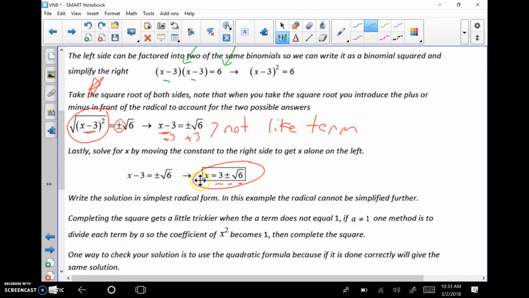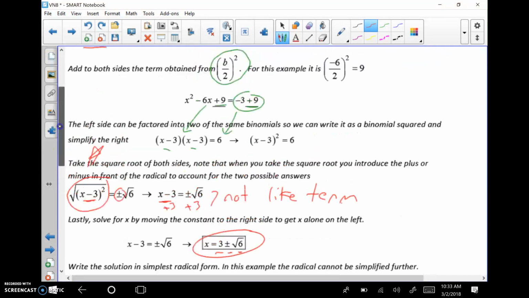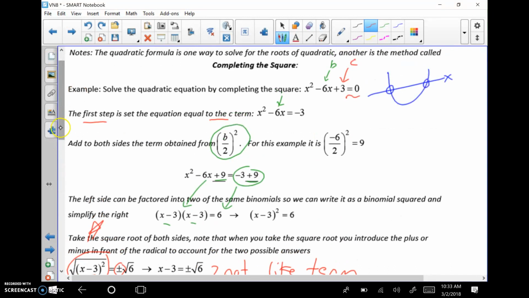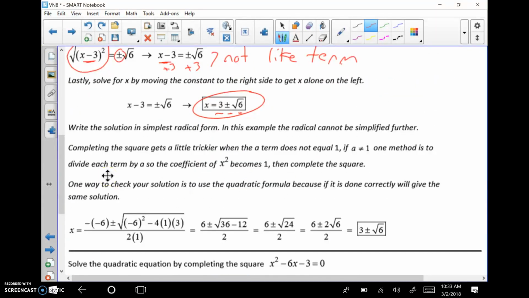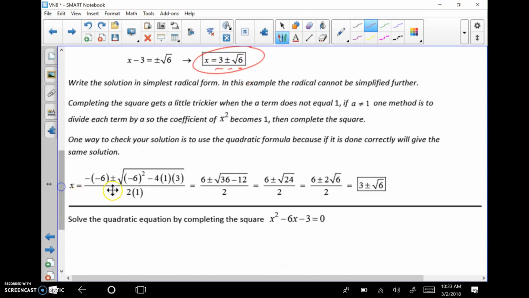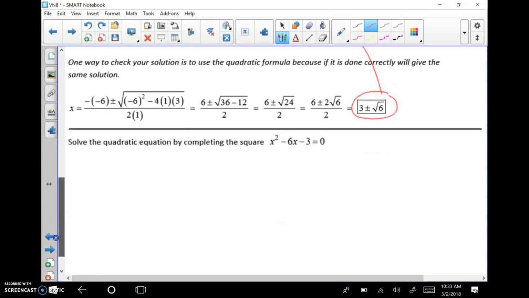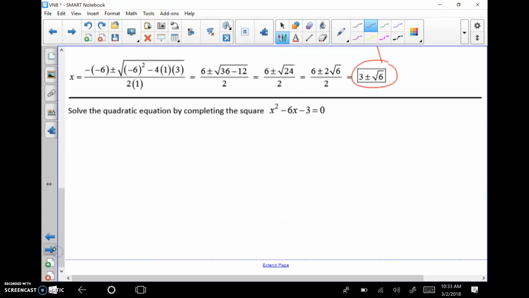If we were to do the quadratic formula with this problem from the start, we would still end up with this same answer, at least we should. And that's what I'm showing you down here. If we do the quadratic formula, it still works out to be the same thing as completing the square. So I suppose if you had the time and you wanted to check this, you could use both methods, do completing the square and the quadratic formula, and make sure you get the same thing.